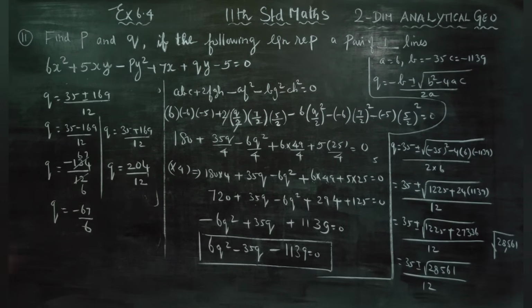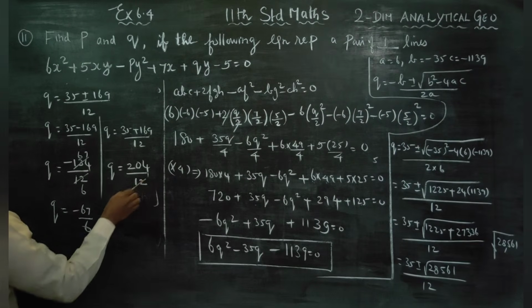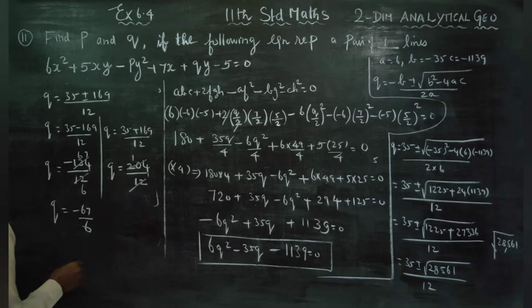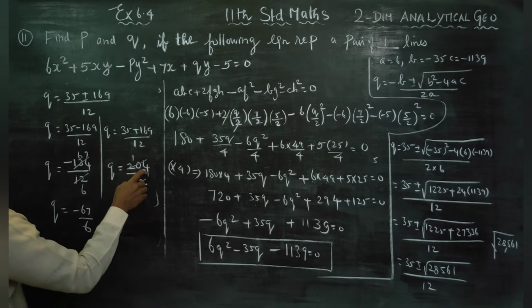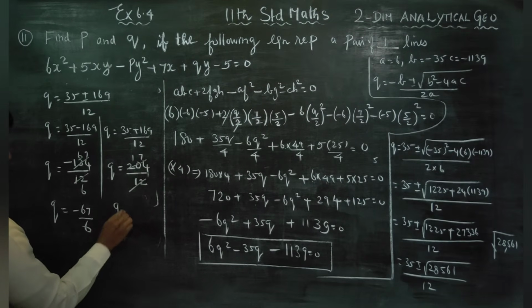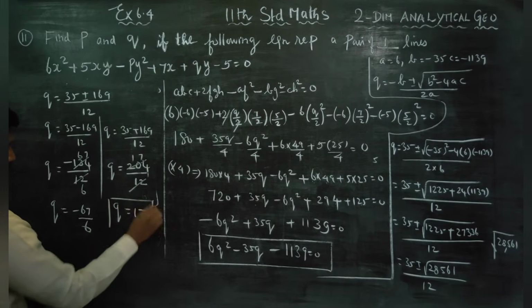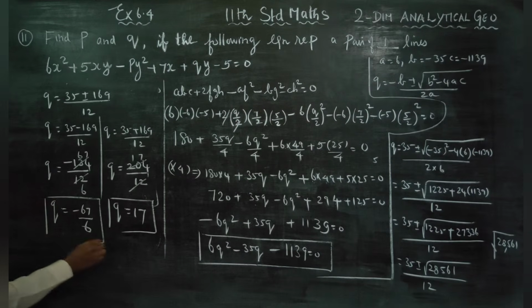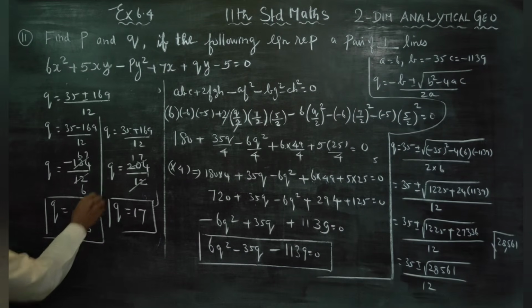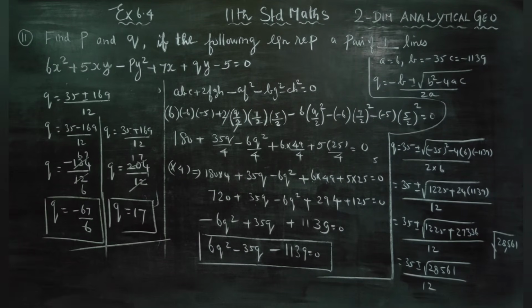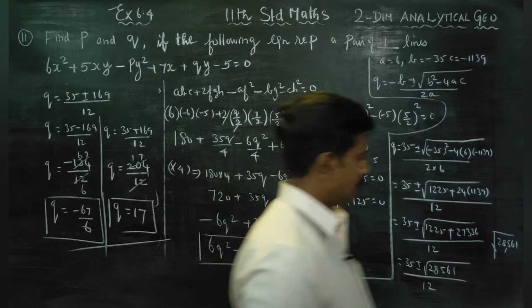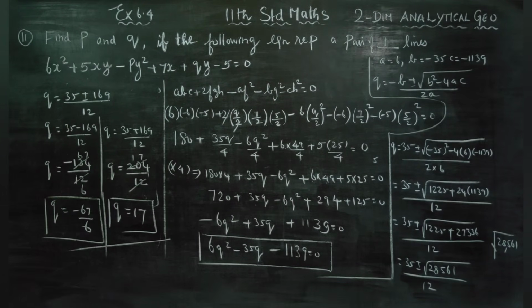Then 204 by 12. 1 times, 1 2s are 12, 84, 7 times. So Q is equal to 17. So your answers will be Q is equal to minus 67 by 6 and Q is equal to 17. If you take the square root of 28,561, you will be getting 169. You can try it with the long division method. Thank you.